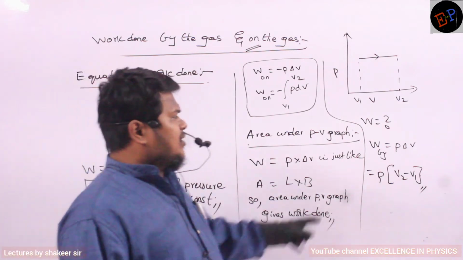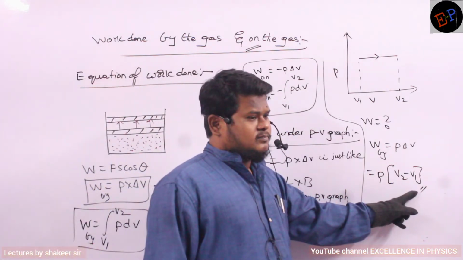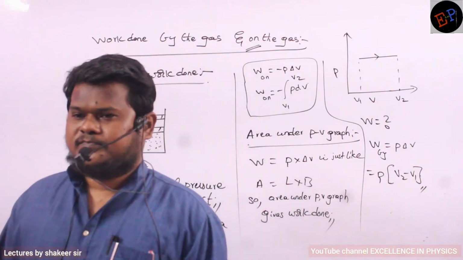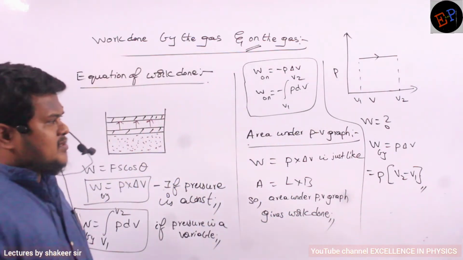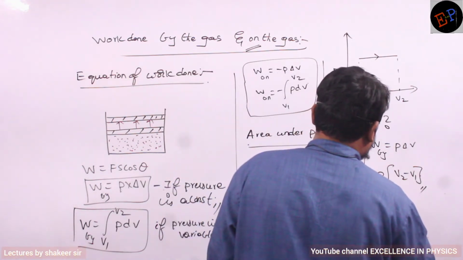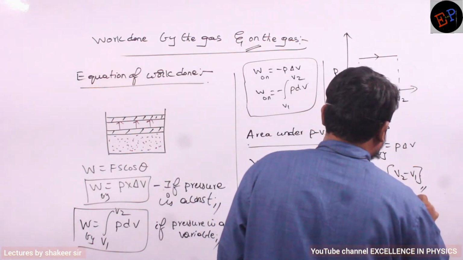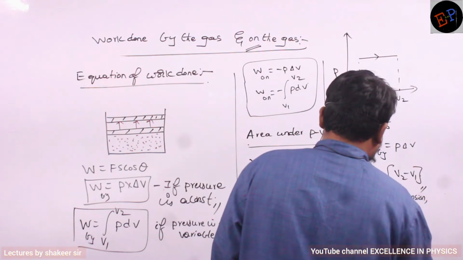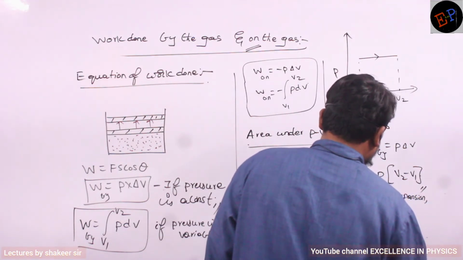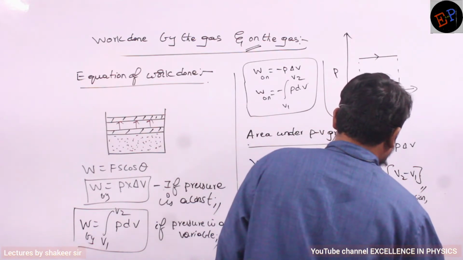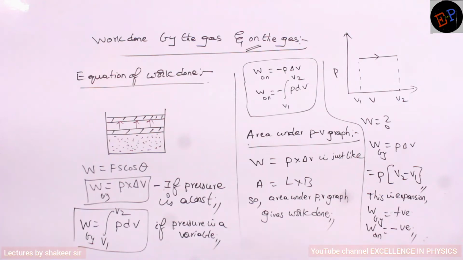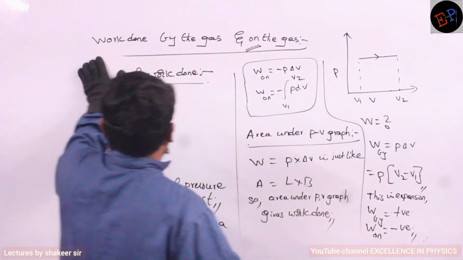Okay. Definitely V2 is greater than V1, no? Are you able to understand, ma? So therefore work done by the gas will be positive. Okay. Because this is expansion, no, ma? Because this is expansion, I can say work done by the gas will be positive. And work done on the gas, ma? Work done on the gas will be negative. Clear, no? That's it.